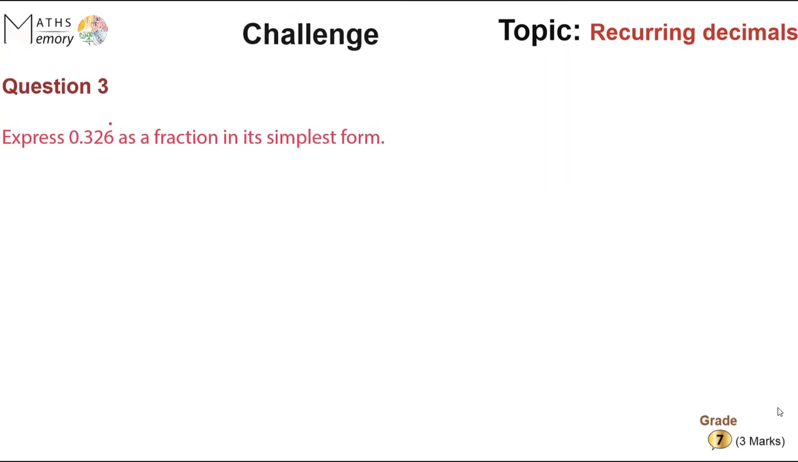Question 3 challenge. Press pause, write this question down, press play when you are ready. So express 0.326 recurring as a fraction in its simplest form. So the first thing we have to decide is, is this going to be an advanced or a basic recurring decimal? Now, this is definitely going to be advanced because we clearly have two digits which are one-offs over here, fixed, and we have a recurring digit over here, 6 recurring, which obviously gives it the element of two different parts to this.